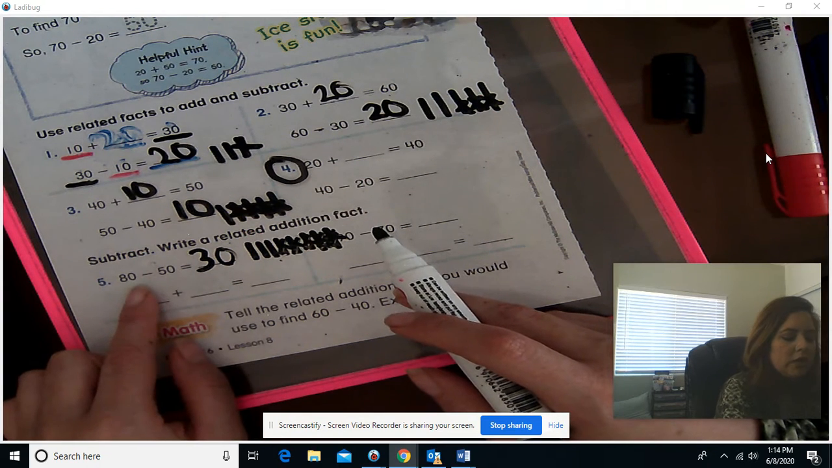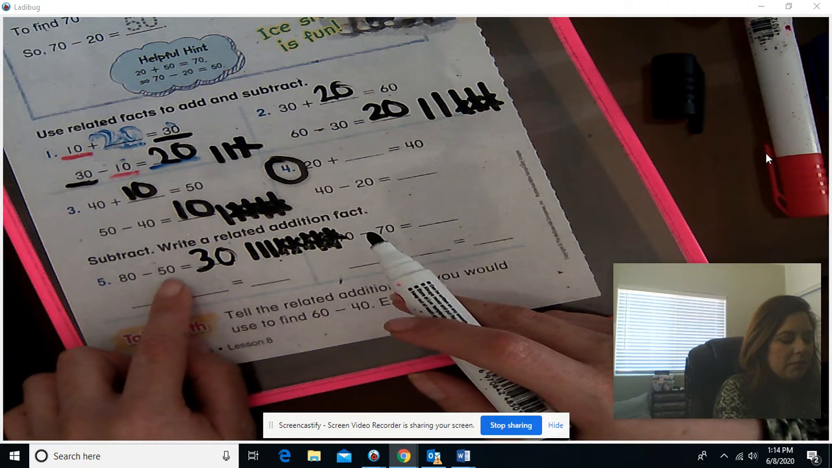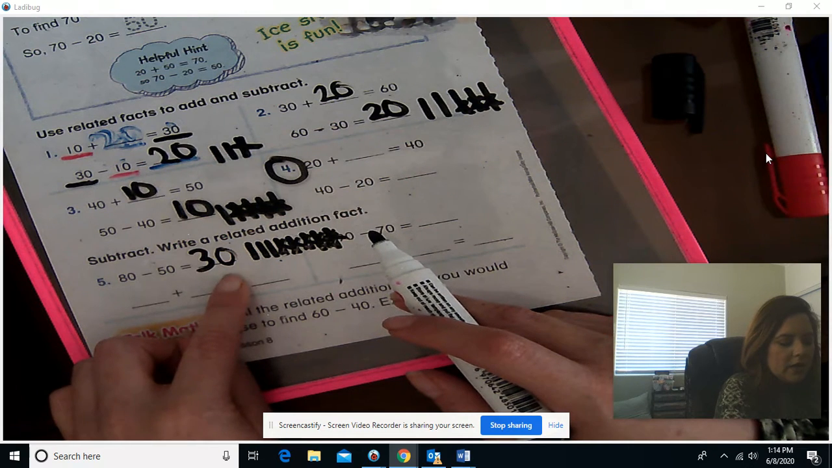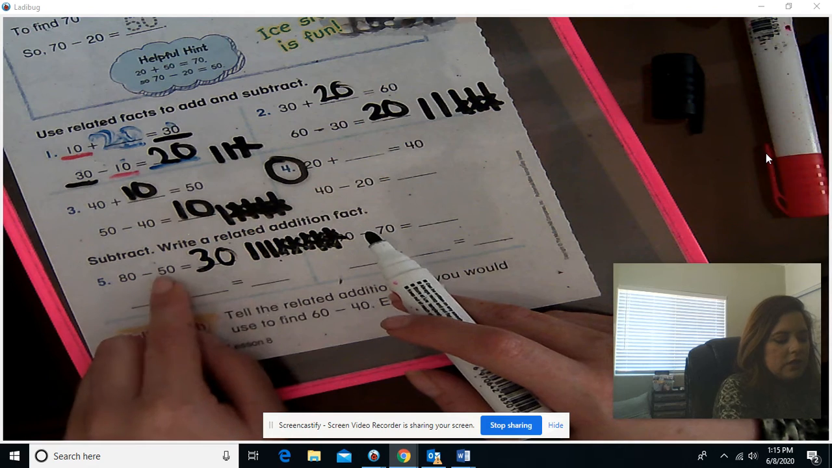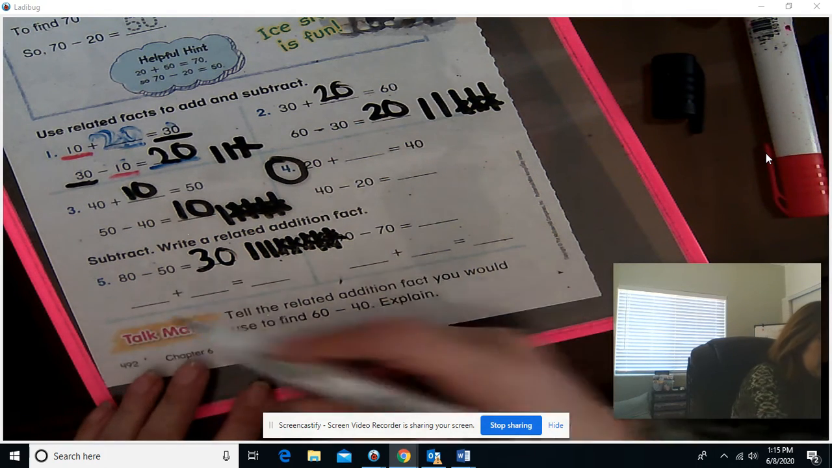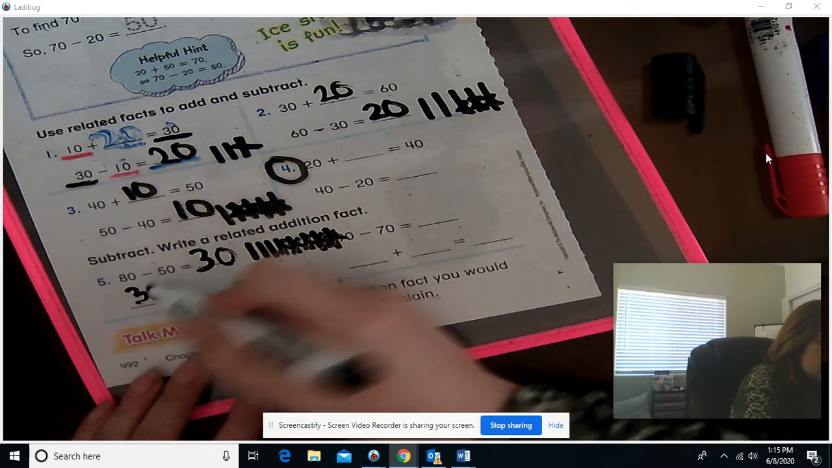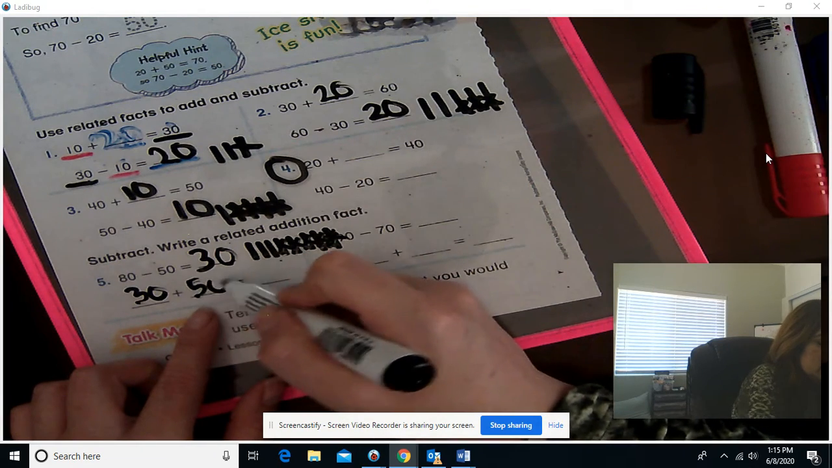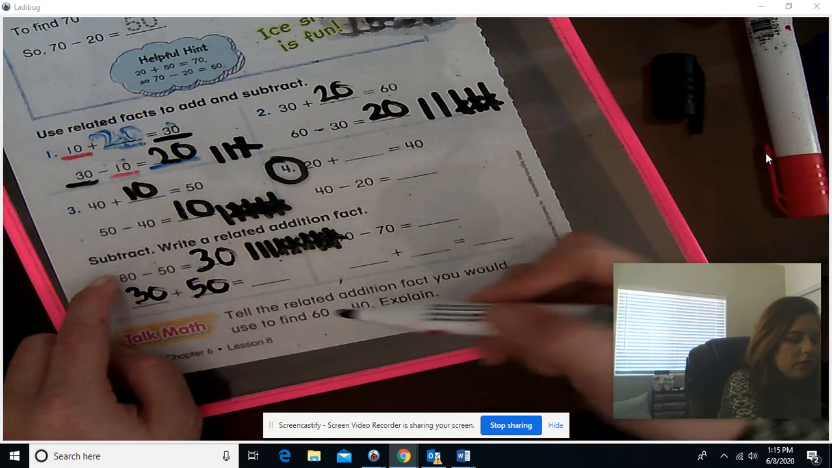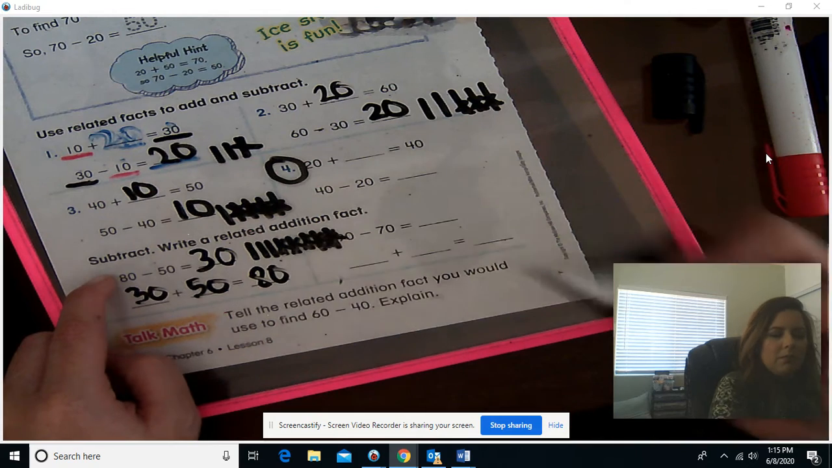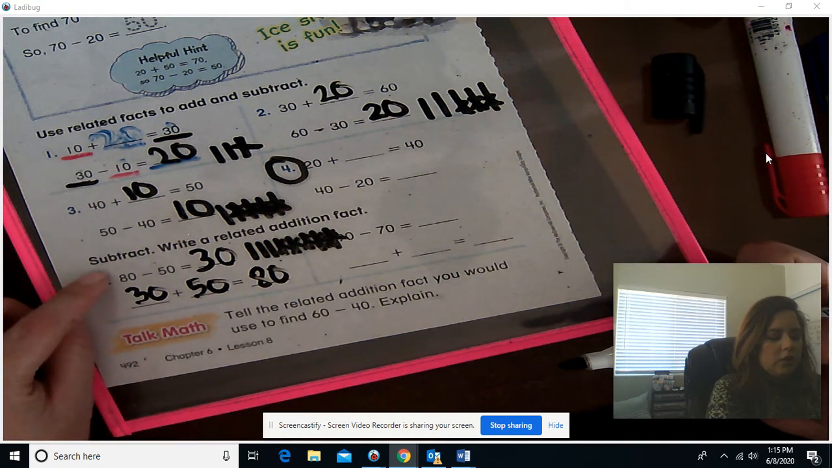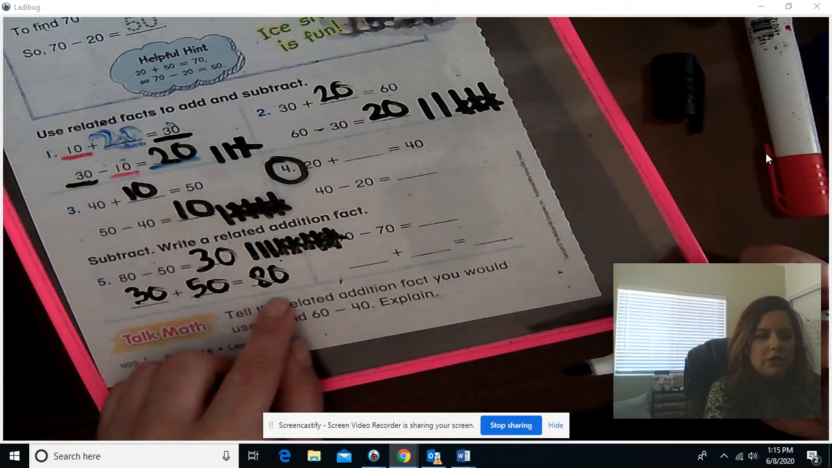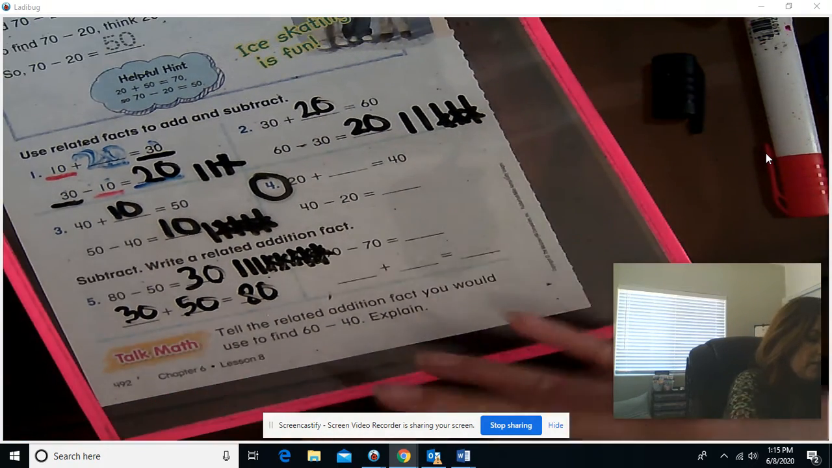So remember, in subtraction, it's mama bear minus baby bear equals baby bear. And in addition, it's baby bear plus baby bear equals mama bear. So these two, it doesn't matter what order I put them. I could do 30 plus 50, but they have to equal 80. Mama bear has to go at the end. In subtraction, she goes in the front. In addition, she goes at the end. Okay?